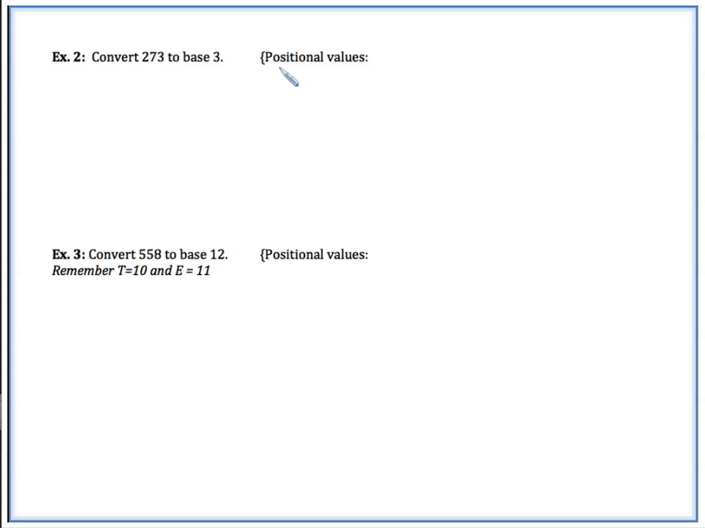First thing you have to do is write out your positional values up to, but not past, the 273. So just start way at the right here, and we know it's going to be 1, and then 3, and then 3 squared, and 3 cubed, and 3 to the 4th, and 3 to the 5th. Wow, how are we going to tell what's going on here?